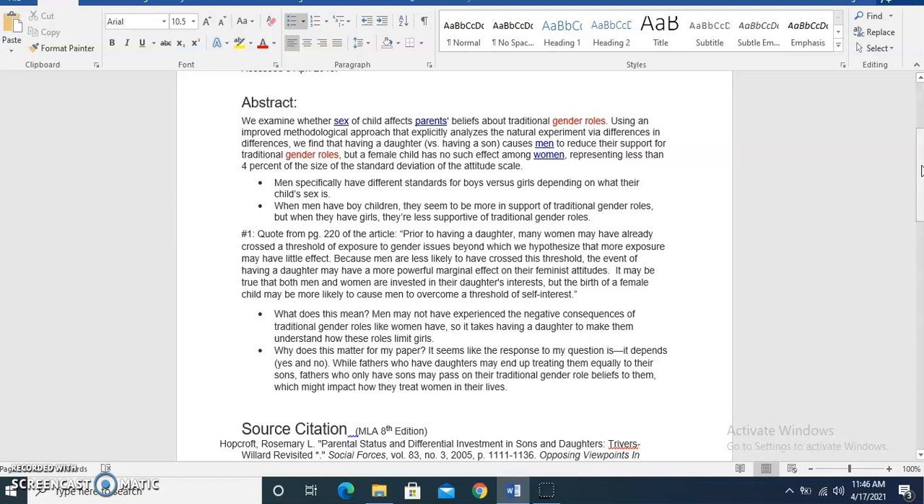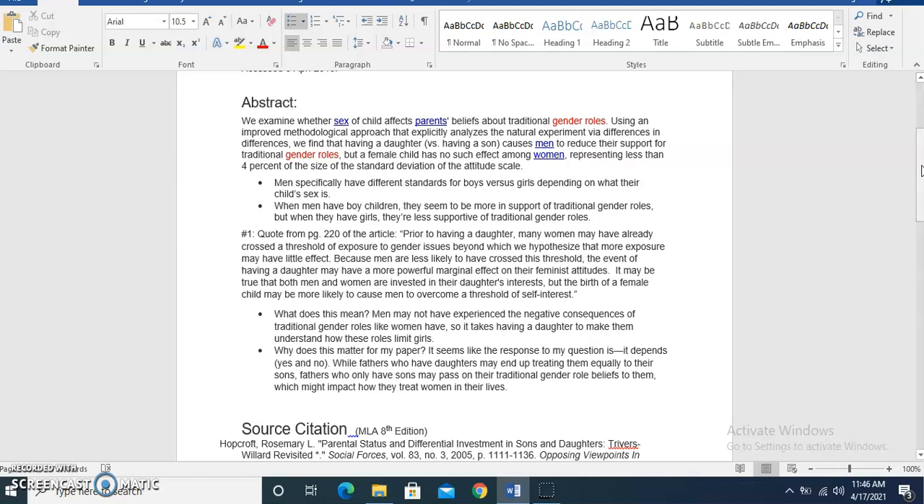right? So I kind of just jotted down here in the bullet points. So what does this mean, this quote? It means that men may not have experienced the negative consequences of traditional gender roles like women have, so it takes having a daughter to make them understand how these roles limit girls. And again, that's kind of what the quote is explaining.